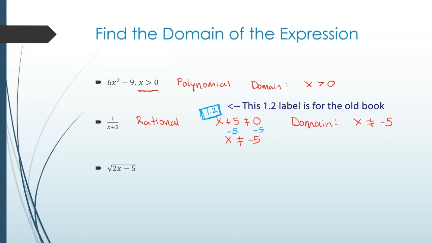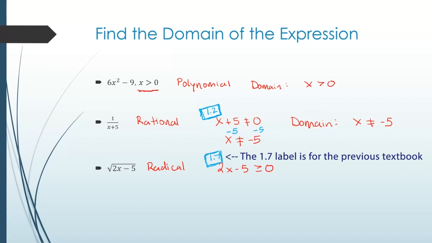The last one here, we've got the square root of 2x minus 5. So this is a radical, and it has an even root, which means whatever is inside there needs to be greater than or equal to 0 in order for us to get an answer out. You can do this by looking at the graph and looking at what values are allowed. We solve this just like you would solve for x.